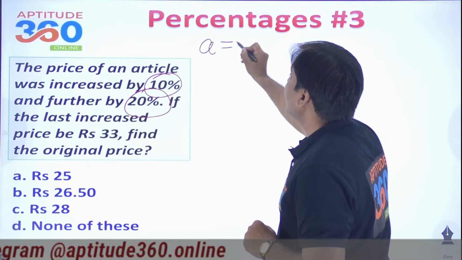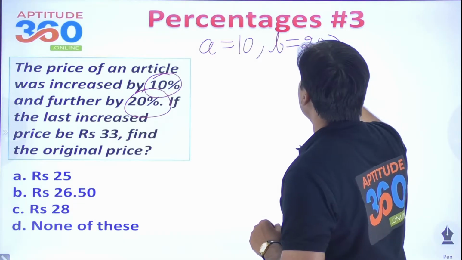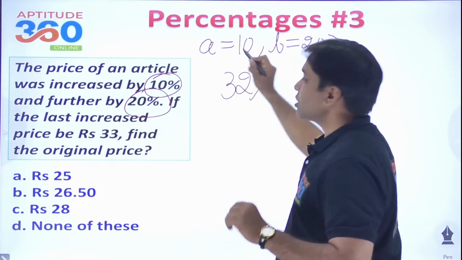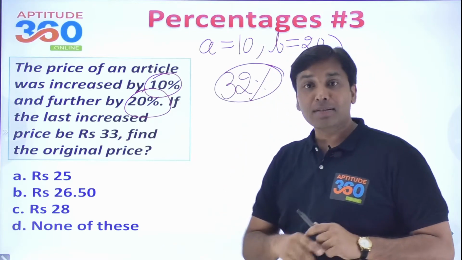You will take A as 10, B as 20. If you apply the AB formula, your answer will be coming out as 32%. I am not simplifying that now. You will have to apply the AB formula and you will have to get the answer as 32%.